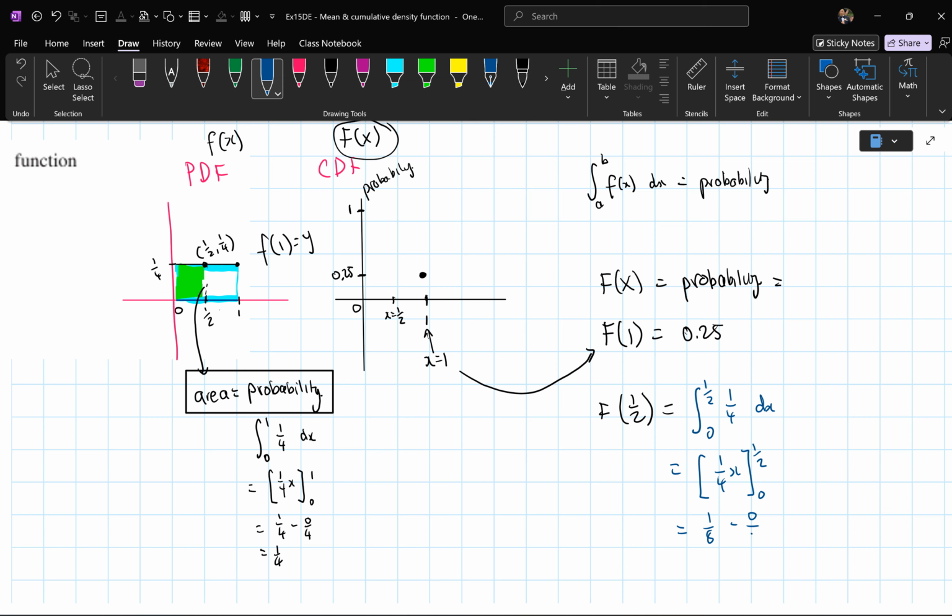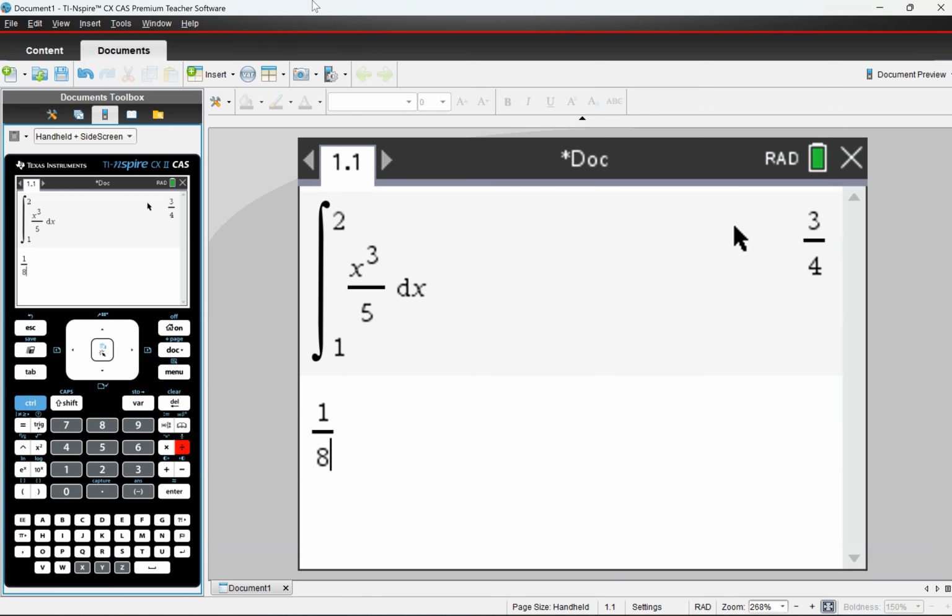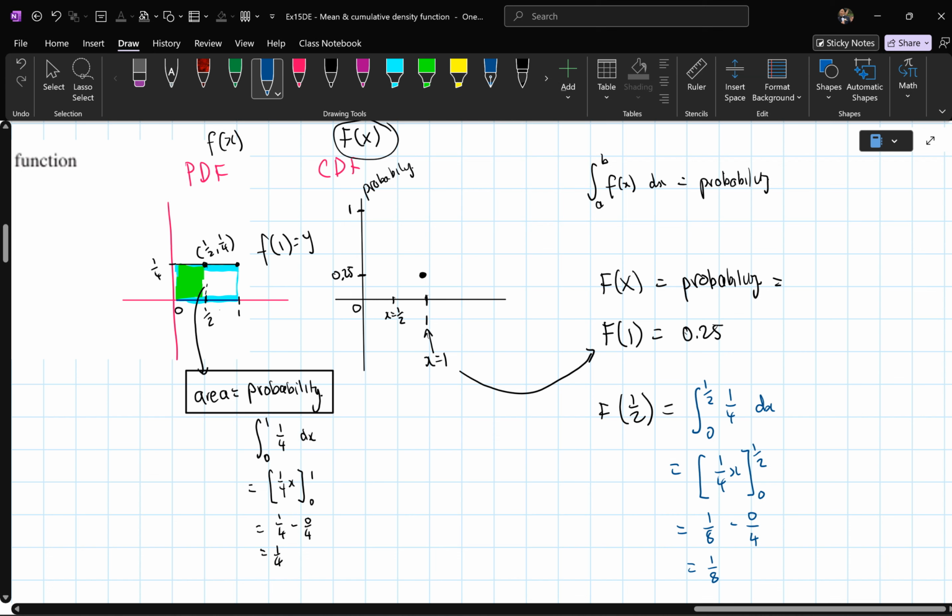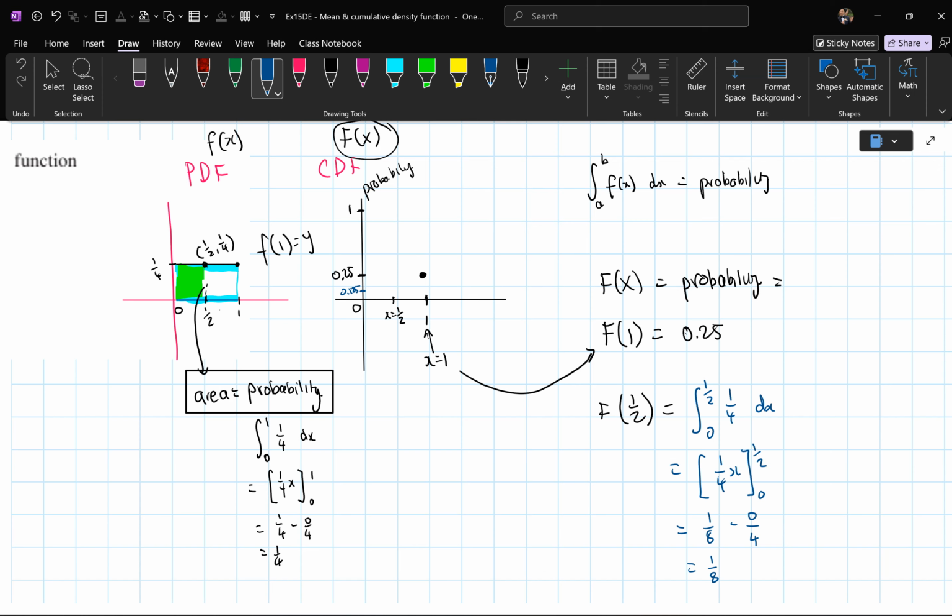Minus 0 over 4, and that gives you 1/8. So that means 1/8, which is, I think, 0.125, is that right? 0.125, yep, that's correct. So 0.125 is somewhere down here. So 0.125, and there you go. So you see the difference?